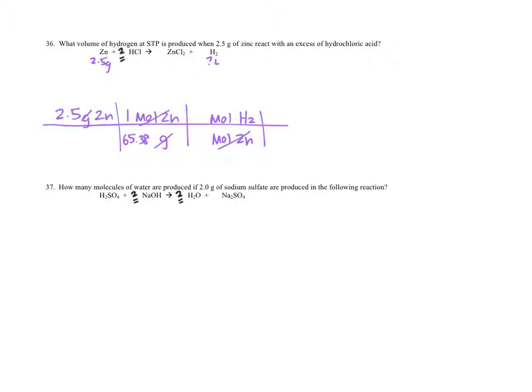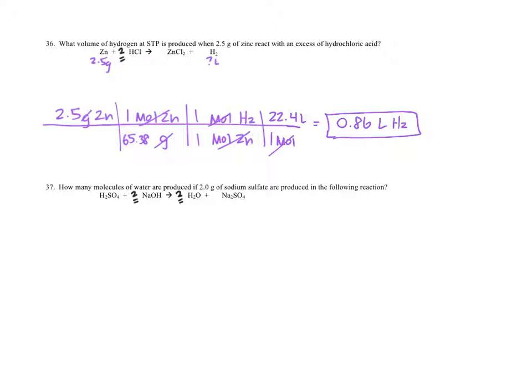Now I put my coefficients. They just so happen for this one to both be 1s. And then I see from my question that it wants, again, the final answer to be in liters, volume. So I'm going to do 1 mole on the bottom, 22.4 liters on the top, and I should get 0.86 liters of H2. I hope you're recognizing a pattern. I hope you're seeing it's always this, then this, then this.